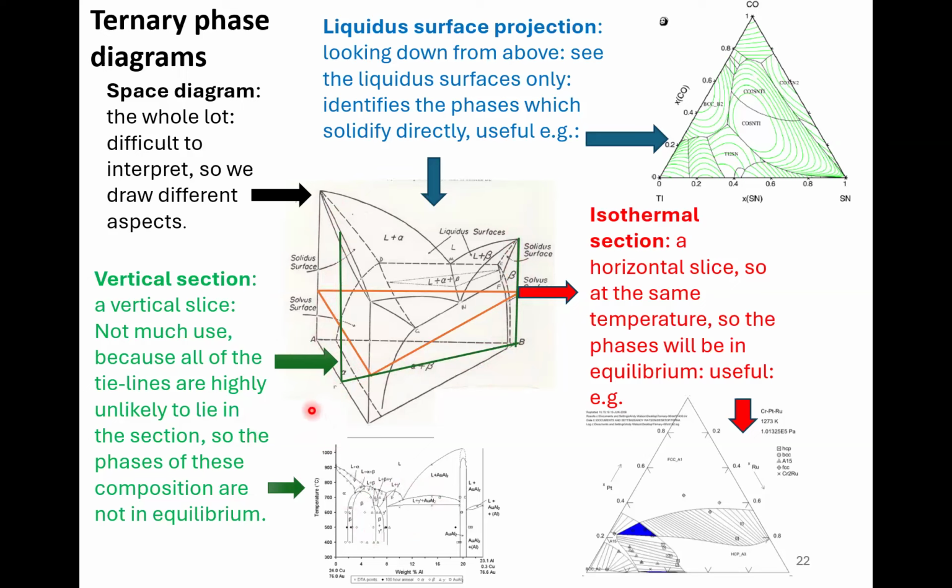They're not that useful, but unfortunately, people like them because they think it makes the phase diagram easier to read, because they're taking it back to binaries. But I'll explain why that's not that useful. So these are things that people use to try and get away from this three-dimensional space diagram. The liquidus surface is very useful. The isothermal section is very useful, but the vertical section is a bit misleading.